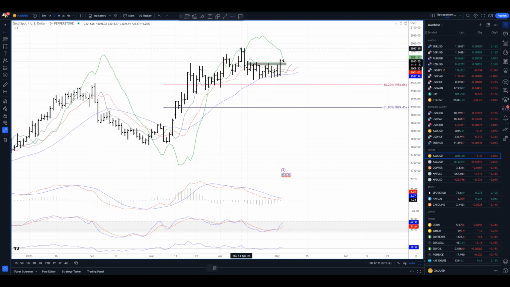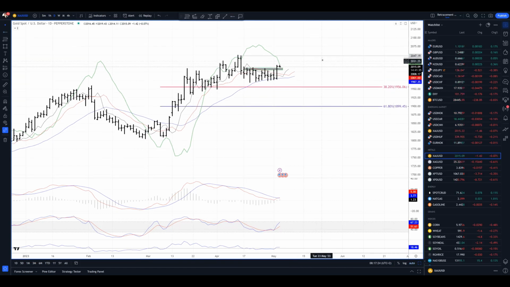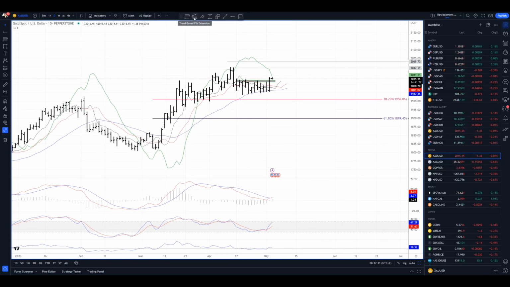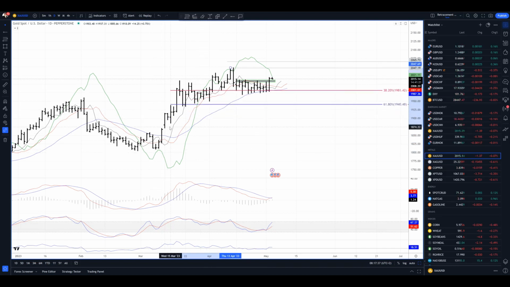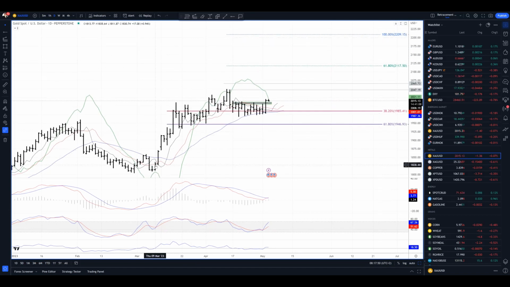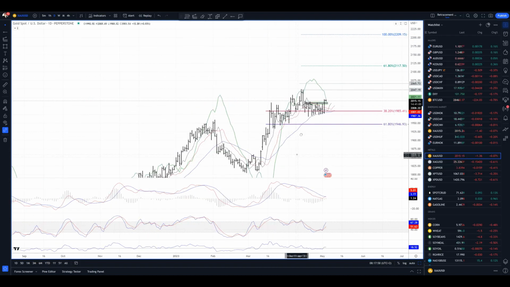So it's 2047, 2048, and then we have an area around the 2070 mark and 2075. And of course we can also make a projection, for example, if we take this and place it like this. So 61.8 is at 2117, and the 100% expansion for this area here is around 2209. So plenty of potential.